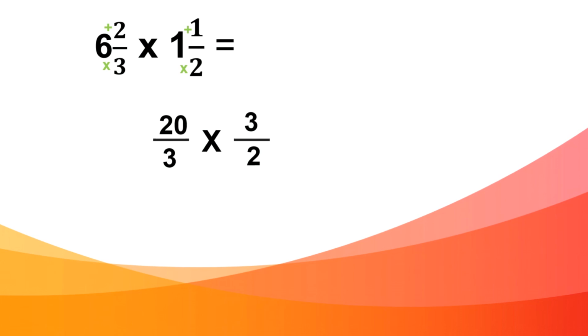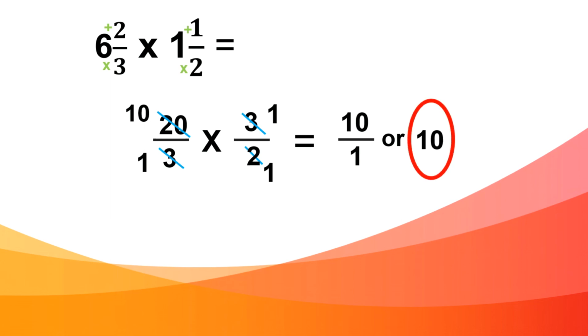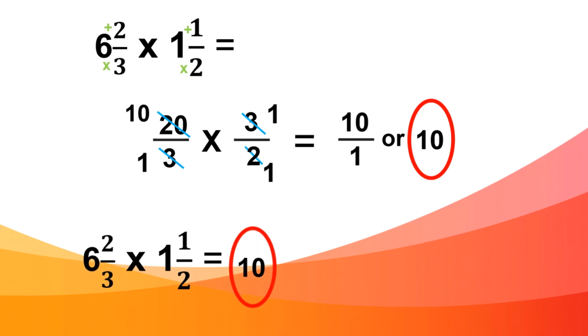And then, do the cancellation. So, may cancellation tayo sa 20 and sa 2. Divisible by 2 sila. So, 20 divided by 2 is 10. 2 divided by 2 is 1. Next, cancel tayo sa 3 kasi parehas silang 3. So, 3 divided by 3 is 1. Now, multiply the numerators. 10 times 1 is 10. 1 times 1 is 1. So, 10 over 1, or whole number na 10. 6 and 2/3 times 1 and 1/2 equals 10.